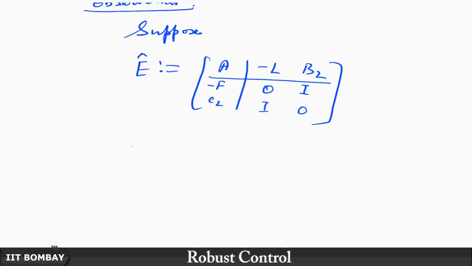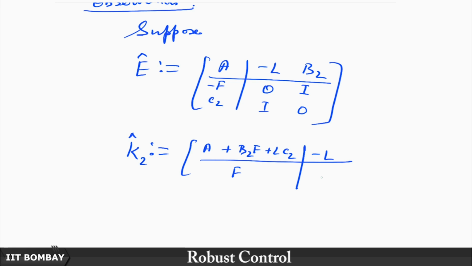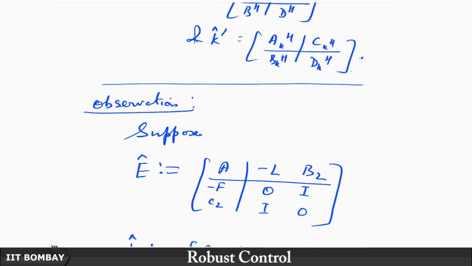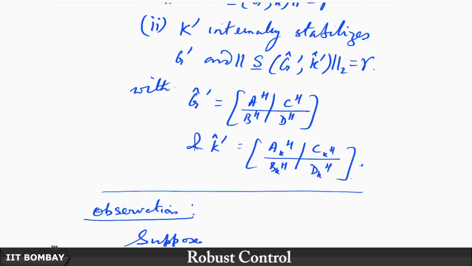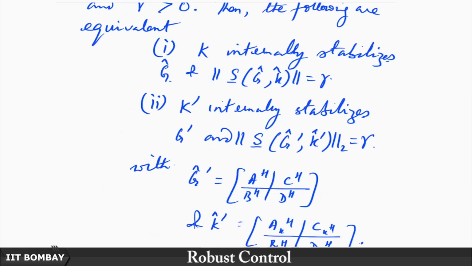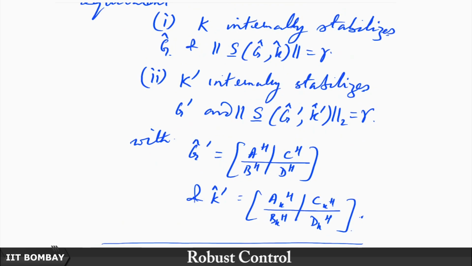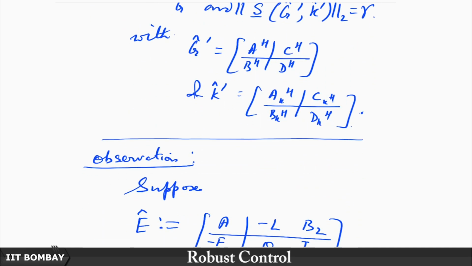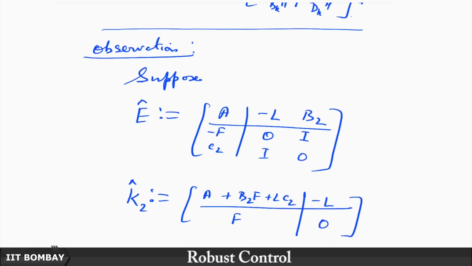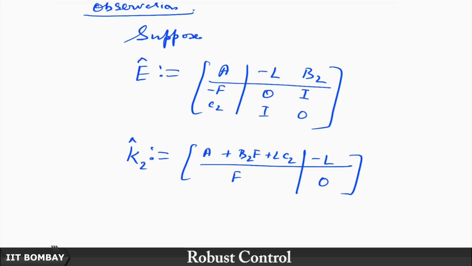And K hat or K2 hat is defined in the following manner: A plus B2F plus LC2, minus L, and F, 0. So, this is again routine algebra. You can check that the norms of these two are unchanged under this sort of transposition or Hermitian operation. Now, you might think, where am I getting all this E hat and K hat from? These will be relevant when we try to prove the big result.